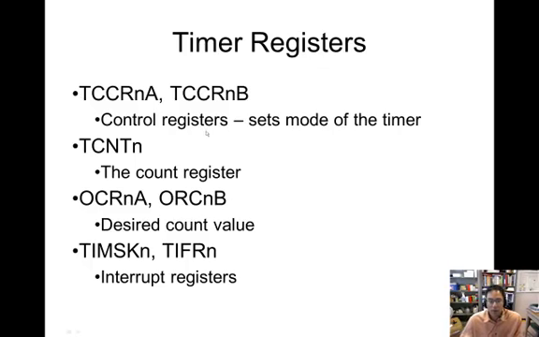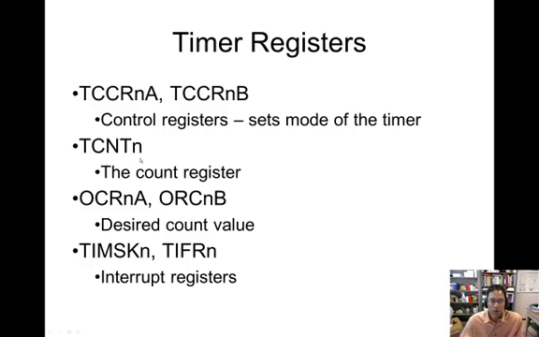Okay. There are a few registers that are associated with the timer. There's timer control register A and timer control register B, and N here is the timer number. So I think in the 328P there's timer 0 and timer 1, and so this would be TCCR0A and TCCR1A for timers 0 and 1 respectively. So these are control registers, and they just set the mode of the timer.